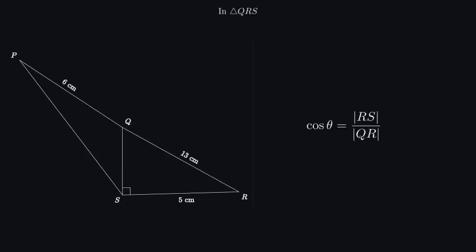In triangle QRS, the right angle is at S. With respect to angle theta at R, the adjacent side is RS equals 5, and the hypotenuse is QR equals 13. So we use cosine because cosine is adjacent over hypotenuse. Cos of theta equals 5 over 13.